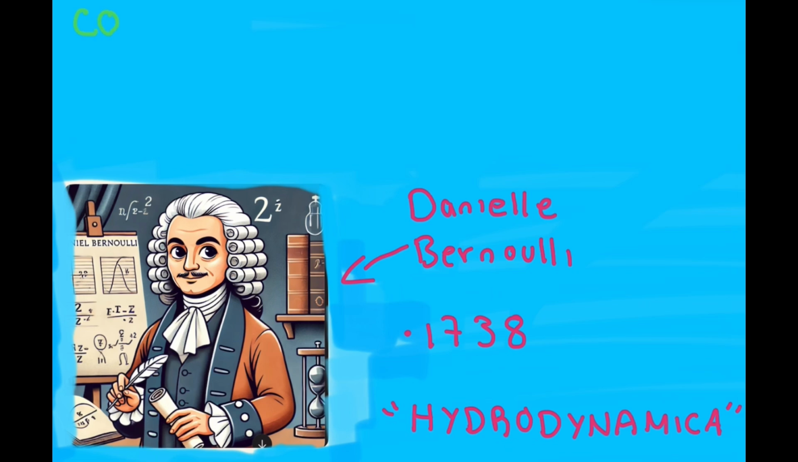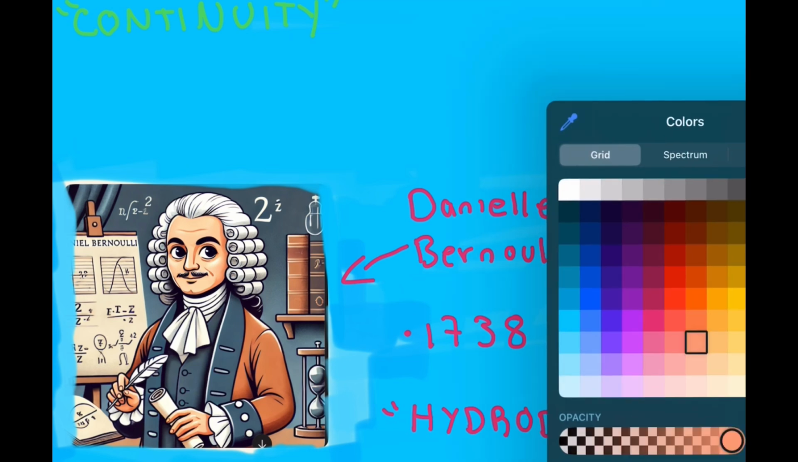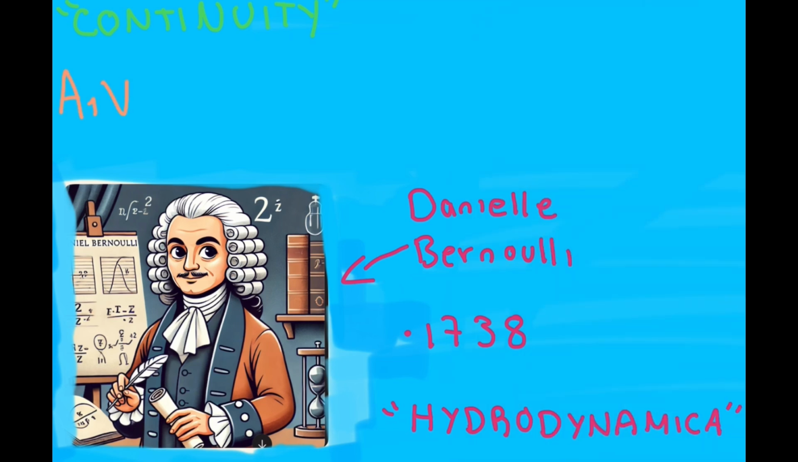Bernoulli discovered what is known as continuity, which in simple terms means that the rate at which fluid mass flows through a pipe must remain the same, or in other words, constant. Mathematically, the concept of continuity is explained by the equation area 1 times velocity 1 equals area 2 times velocity 2. The continuity equation demonstrates that if we have a decrease in the cross-sectional area of a pipe, the velocity will drastically increase due to the fact that mass must be conserved.